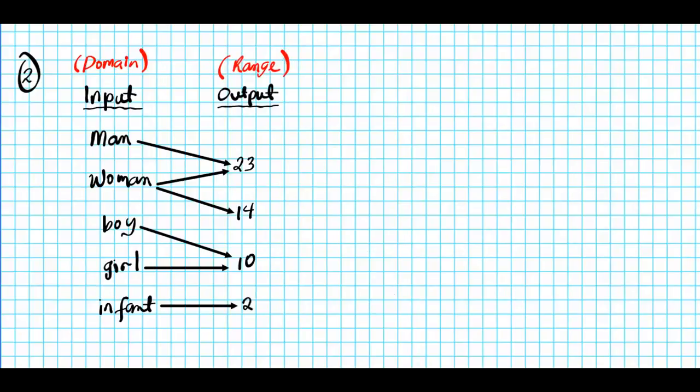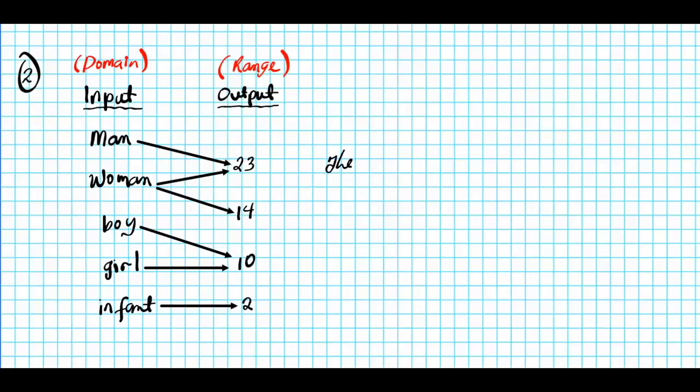Okay, so let's take a look. Man is assigned to exactly one output, which is excellent. Woman is assigned to two outputs, 23 and 14. Is that good or bad? That is bad. Every input must be assigned to exactly one output. So what does that mean?